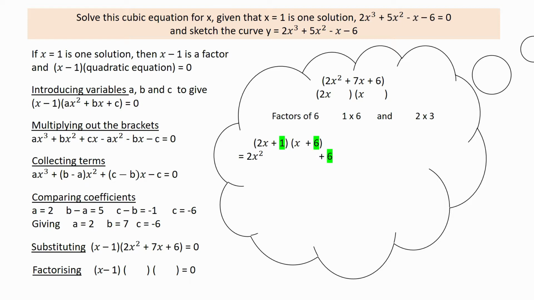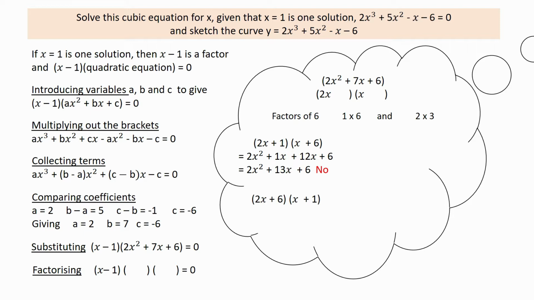Trying 1 and 6 first, 1 times 6 gives 6. Multiplying 1 and x together gives 1x. Multiplying 2x and 6 together gives 12x. Adding the two terms with x gives 13x. This does not give us the 7x we require.